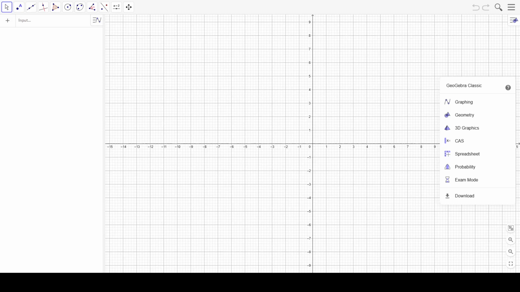So if you download the desktop version of GeoGebra, this is what it should look like when you launch it. It has a lot of features. Most of them we aren't really going to be using. We're going to click on geometry over here. You'll notice that that will hide the axes and the grid. You can get those back if you want by right-clicking.